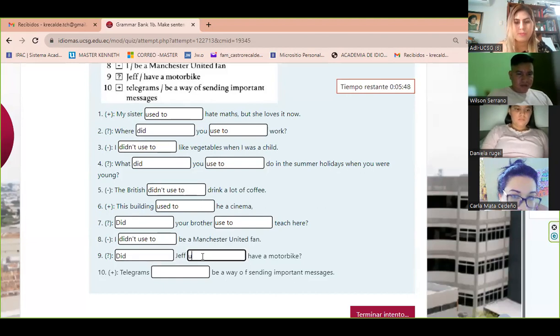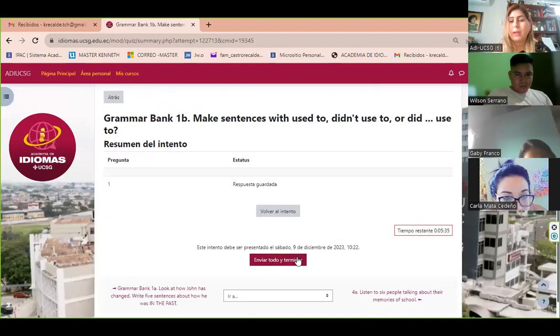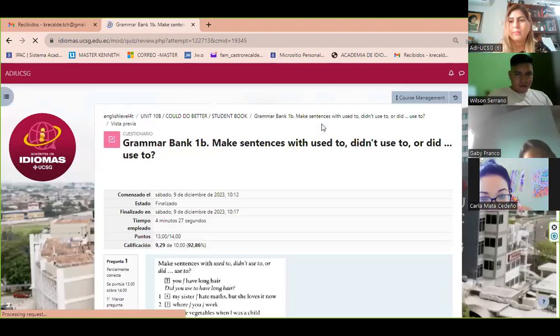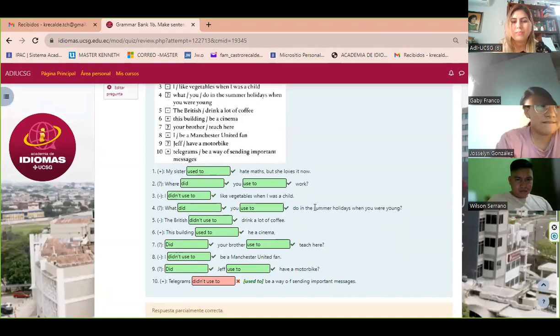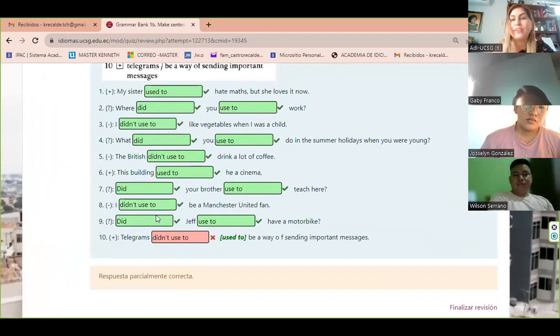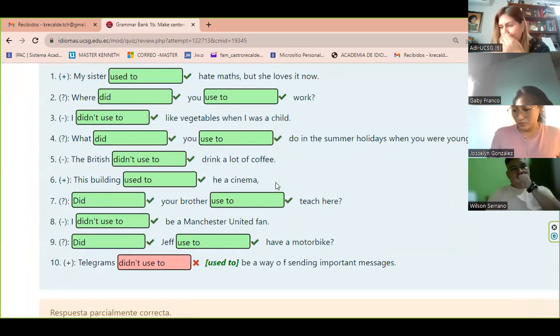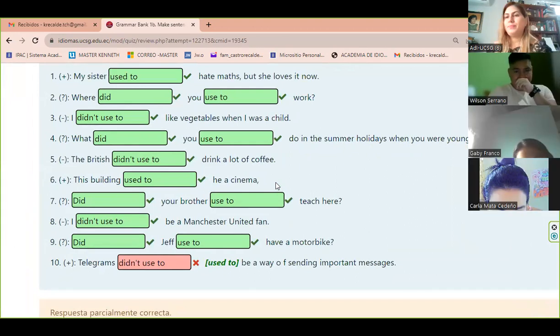Big Jeff used to have. And the last one: didn't used to be. Let's check. Miss, mi amor, number 10 was positive. It's negative. The last is positive. Ajá. It's positive. Es verdad. Okay. Sorry. Please correct that. Sí, yo vi negativo. Yes, it's affirmative. Okay. Correct it, please. Thank you.